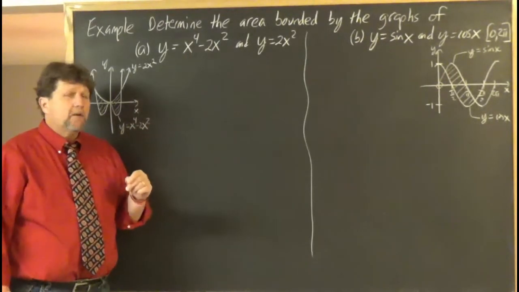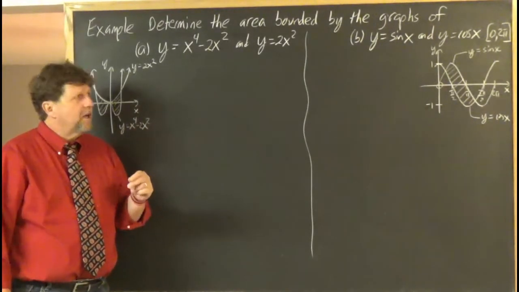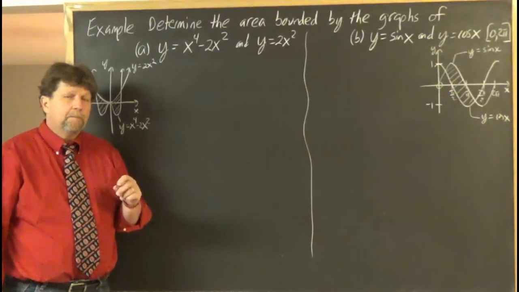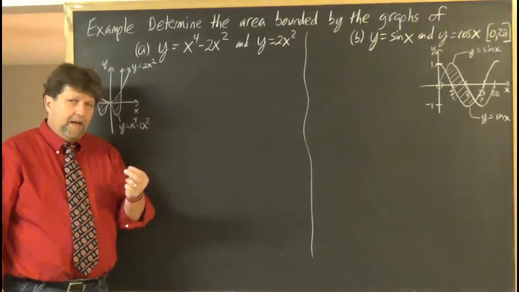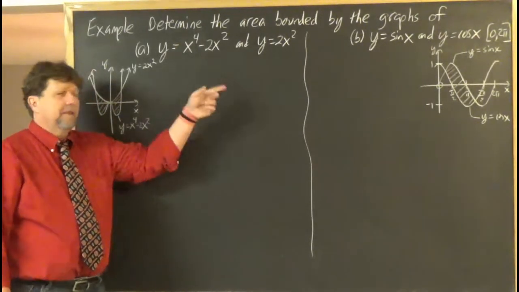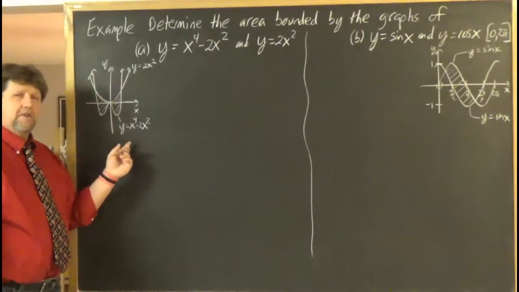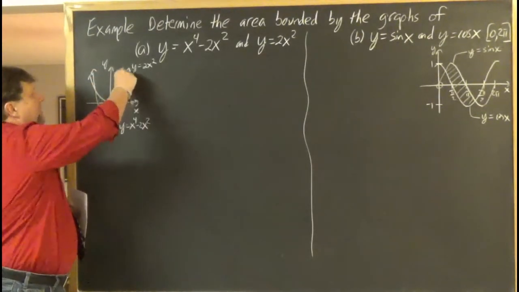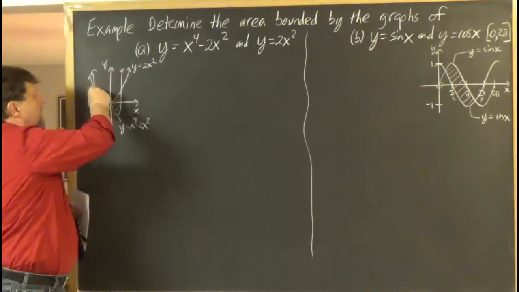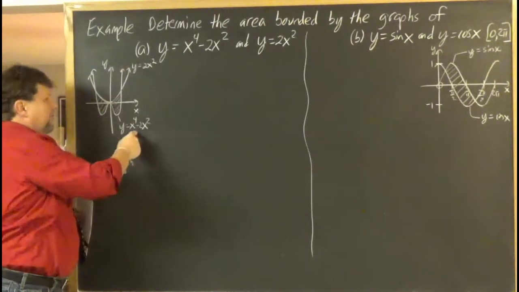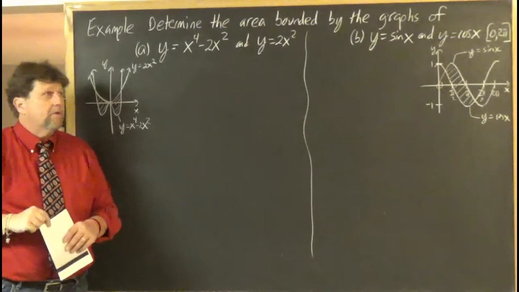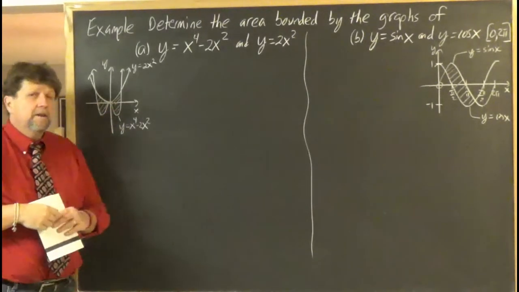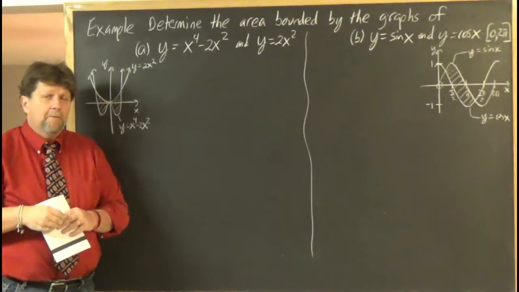Part B, y equals sine x and y equals cosine x on the closed interval 0 to 2 pi. All right, so part A. The first thing I would do is graph each of these functions. I've already sketched the graph of each of these functions up here. So there's the graph of 2x squared. This big W thing is the graph of x to the fourth minus 2x squared. And I've shaded the region that we're going to find the area for.